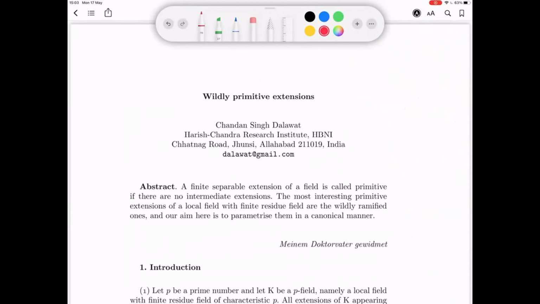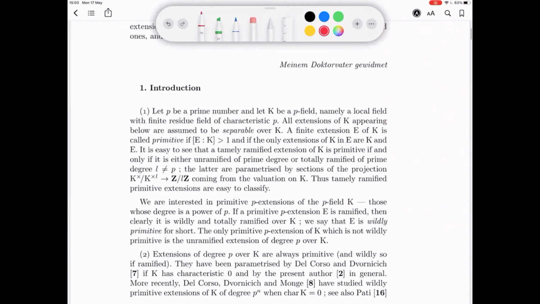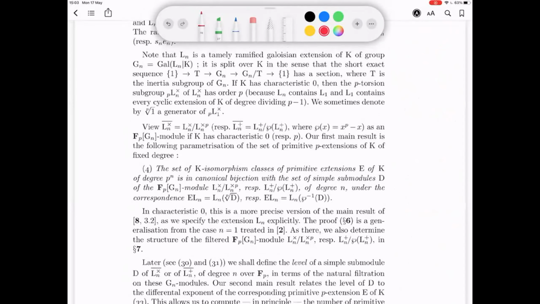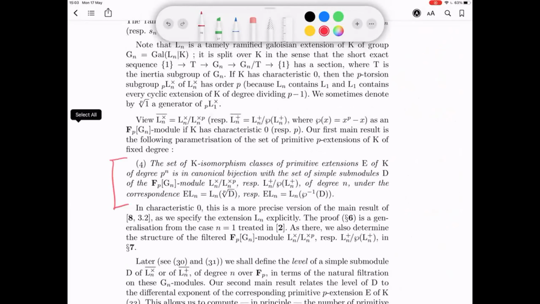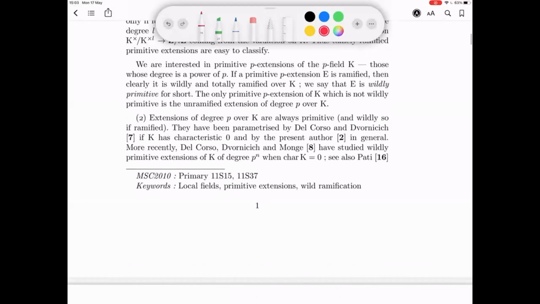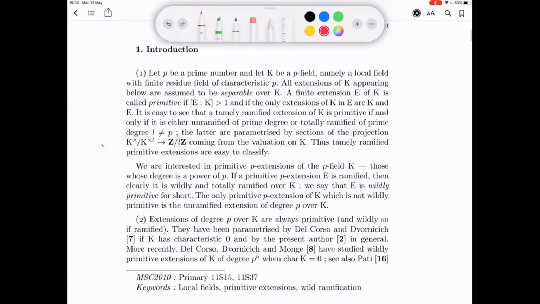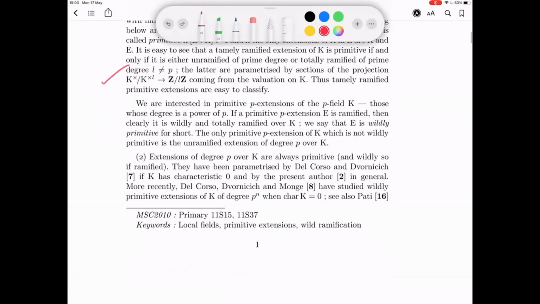So today we are going to, so here is the statement. I mean, we'll come to it slowly after introducing the notation. So this I've explained. So we are interested in primitive P extensions of the P field K. P extensions just means that the degree is a power of P. Right? We are interested in primitive P extensions of our P field K.